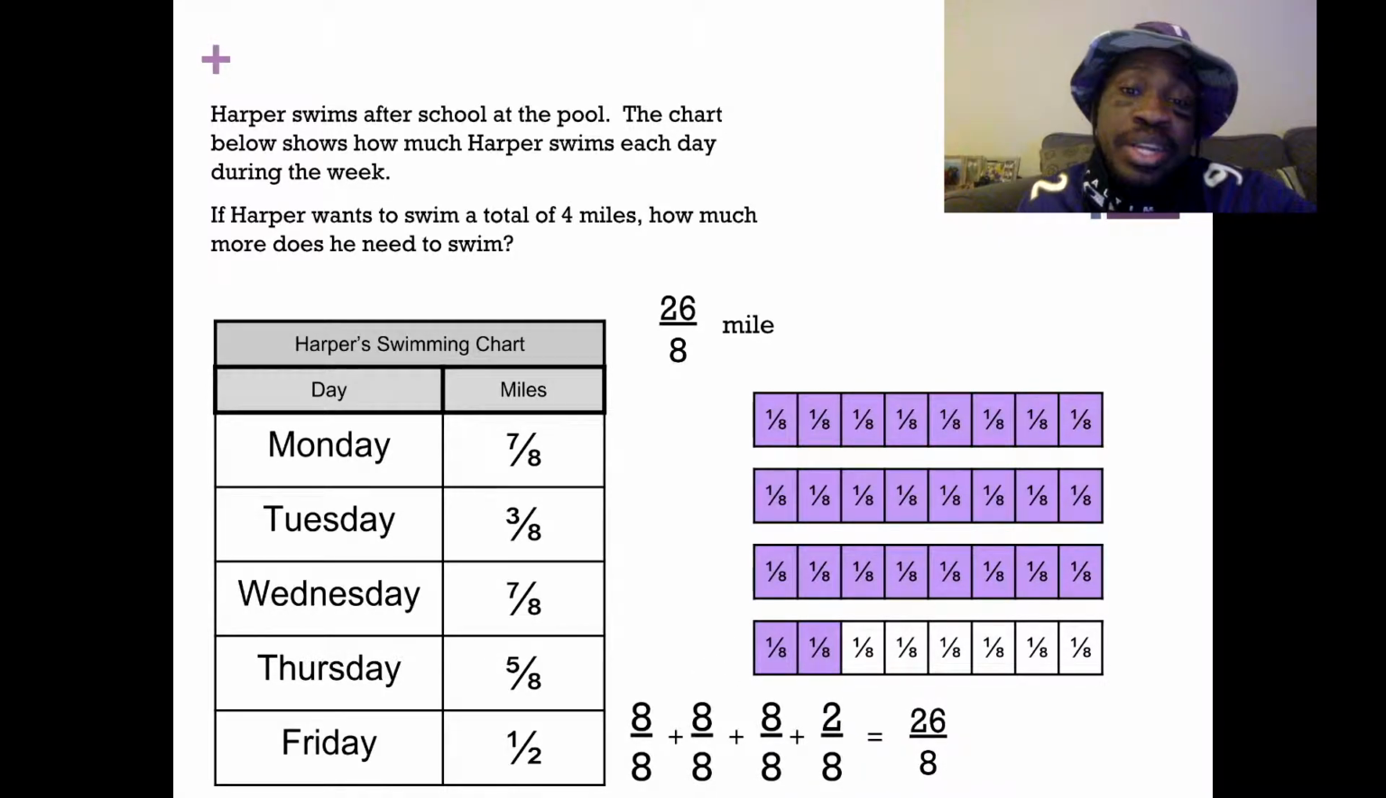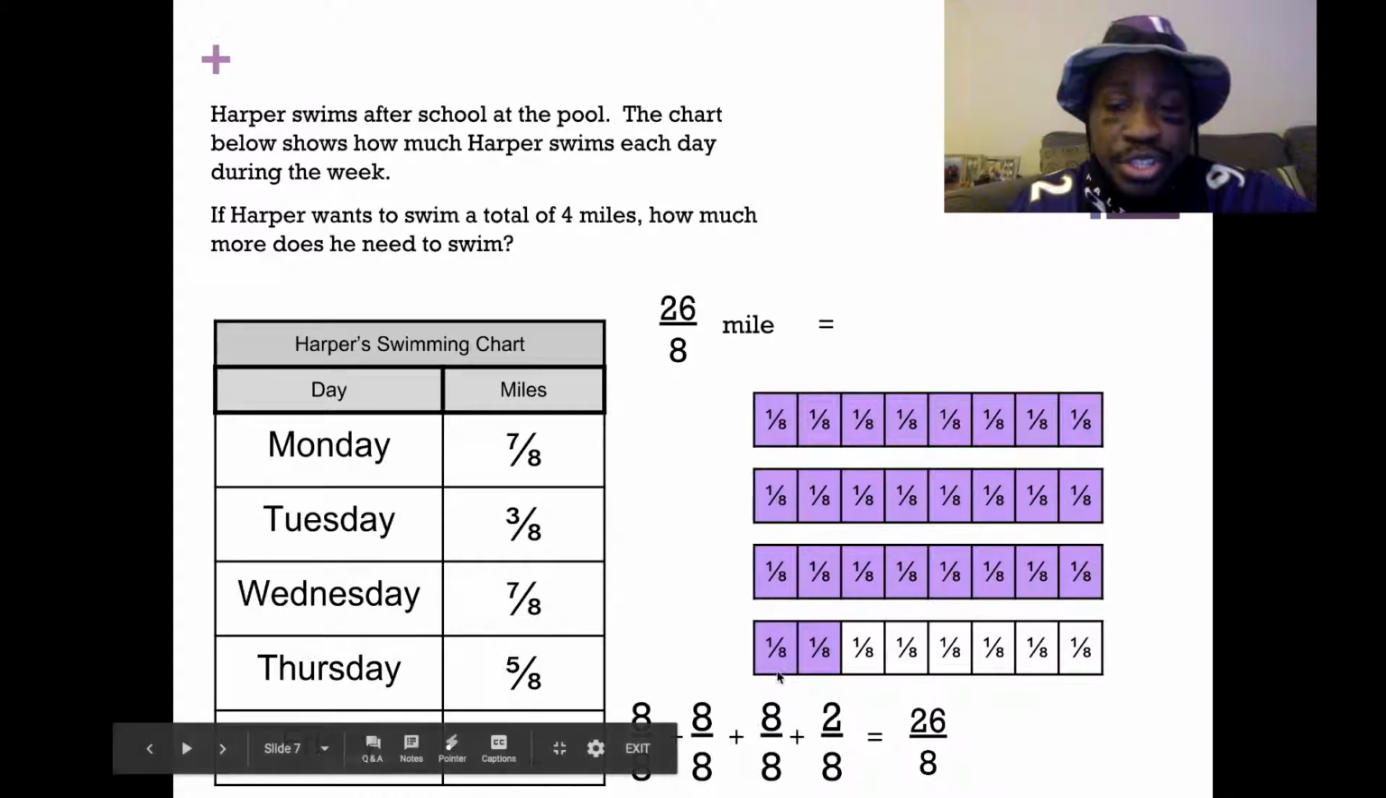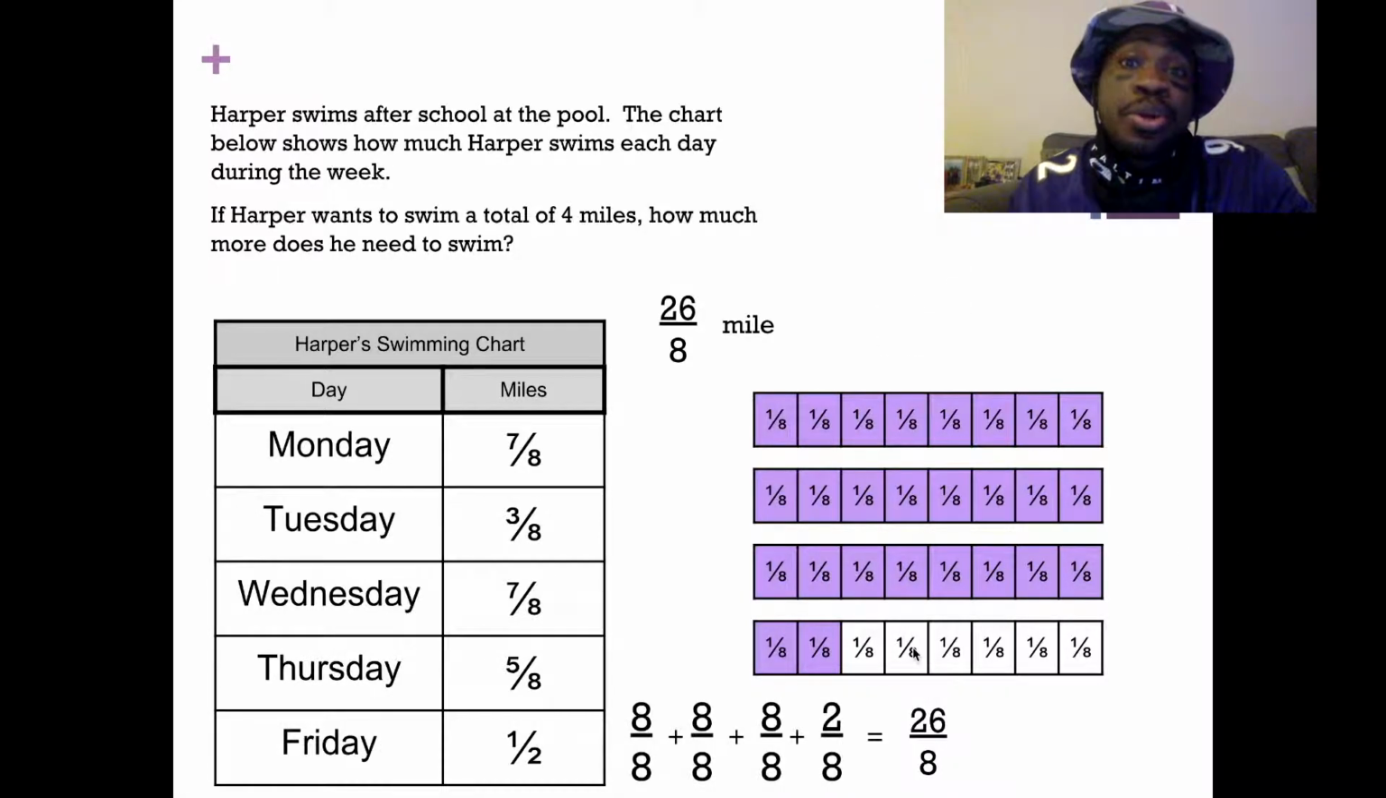Looking at our model, we can see that 26/8 is the same thing as 3 miles, 1, 2, 3 miles, plus these 2 8s. So 3 and 2 8s. So we know that Harper swam more than 3 miles. Go Harper. Also helpful, thanks to my model, I can see what 4 miles would look like.